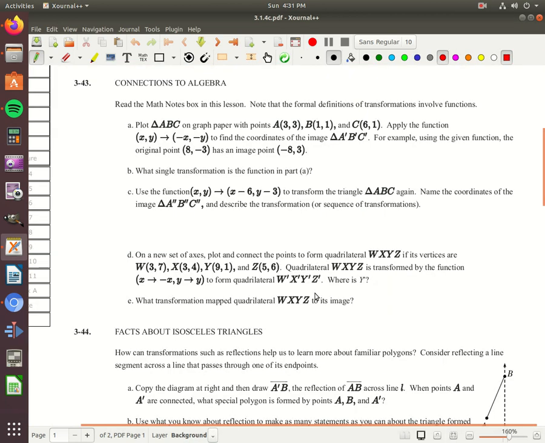And then jump back over. So connections to algebra. Read the math notes in this lesson, which I think are just about transformations. We already talked about rotations, reflections, and translations quite a bit. So that's what the math notes are.